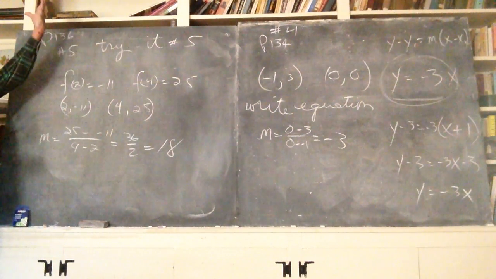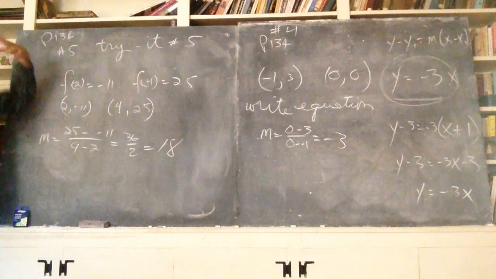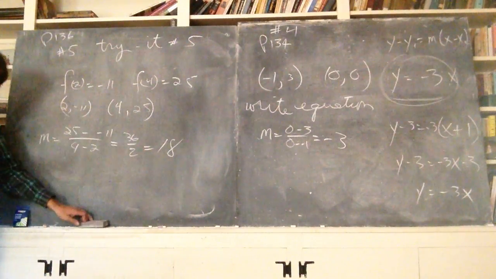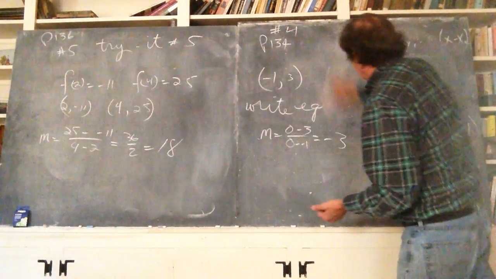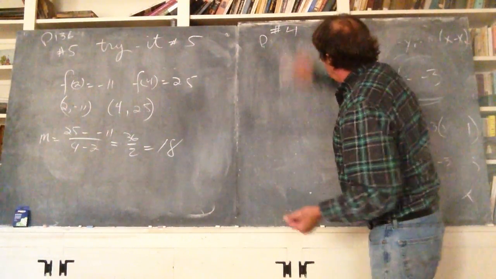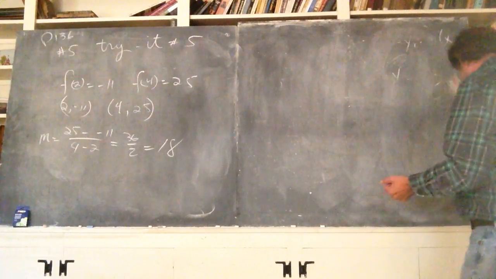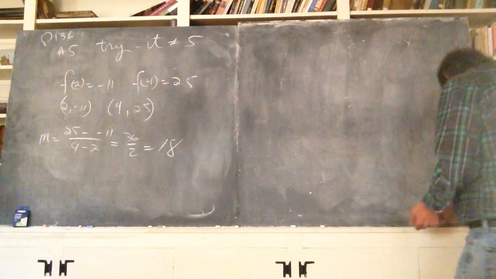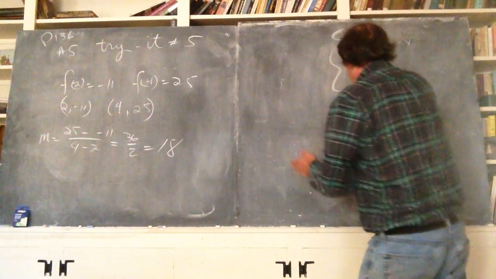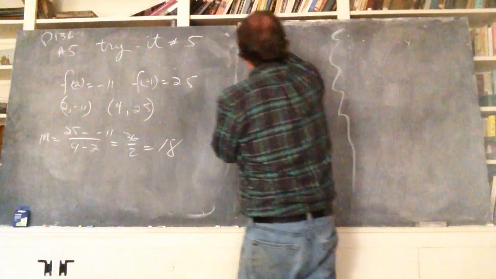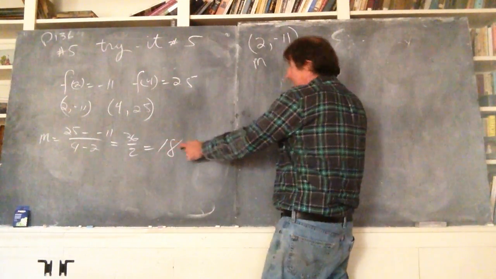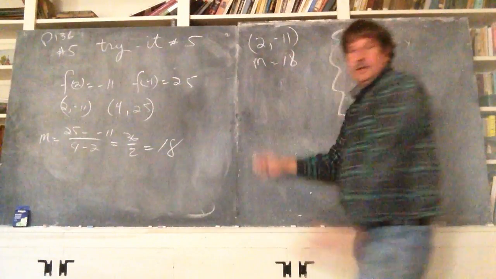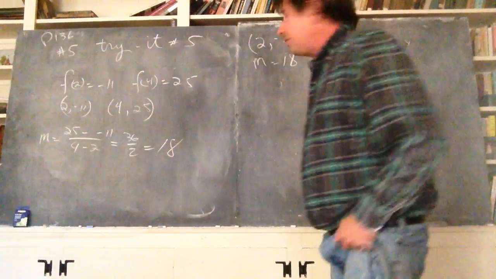Choose either one of those points, and you'll get the same thing. How about this? Let's do that, and I'll do them both. I'm going to use 1 point over here. Here, I'm going to use the point 2, negative 11 with a slope of 18. And so here we go. We're going to put it in slope-intercept form.